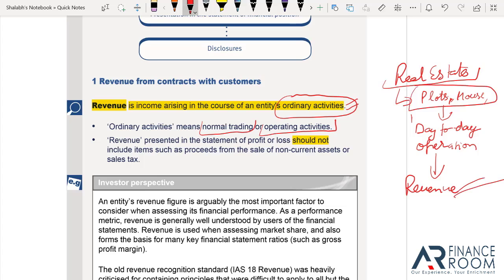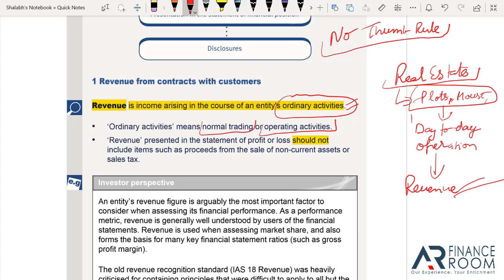On the contrary, if the business is in some other line, be it tax advisory, be it laptop production, be it any other business, for them plots, offices and houses, all the real estate stuff, is property, plant and equipment. So there is no thumb rule, absolutely no thumb rule, to determine what is a revenue, what is your inventory and what is your asset.